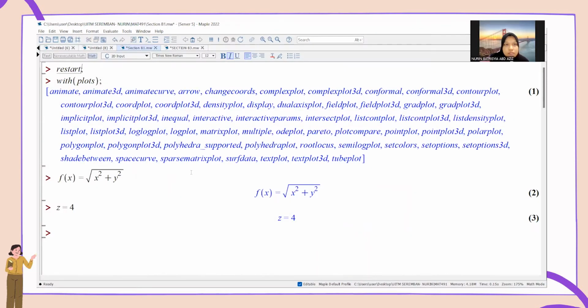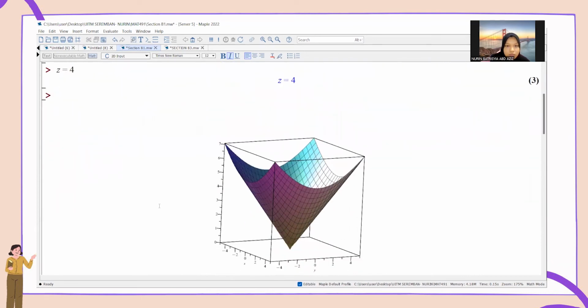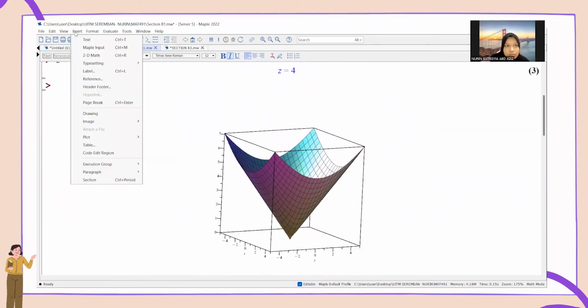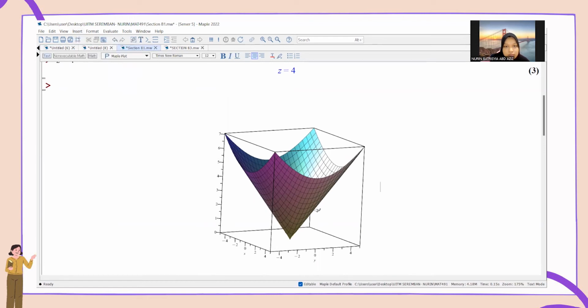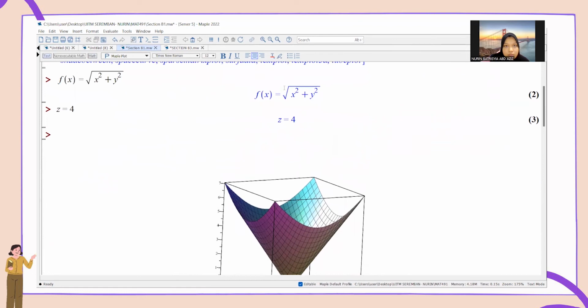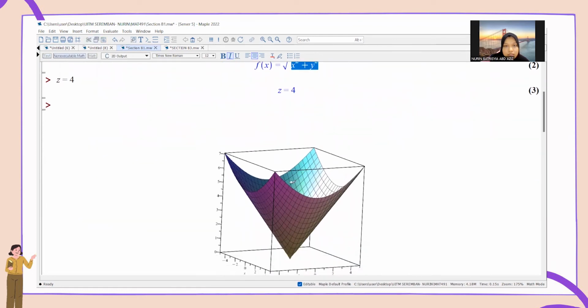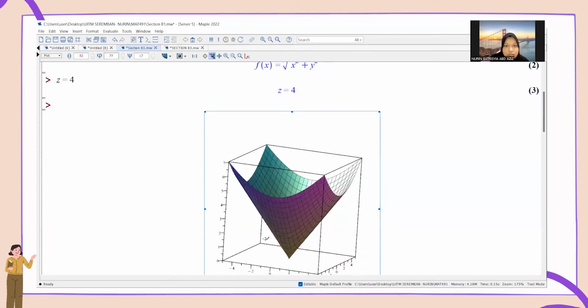Now, I'll show you the section B of question 1 coding. First, we restart and then with plots, and then we insert the question that was given to us, which is the cone, square root of x squared plus y squared, and the plane z equals 4. Then to get this one, we go to insert and plot 3D. After that, we only get a box. To get these surfaces inside the box, we copy this and drag it into the box. That is why we get this one.